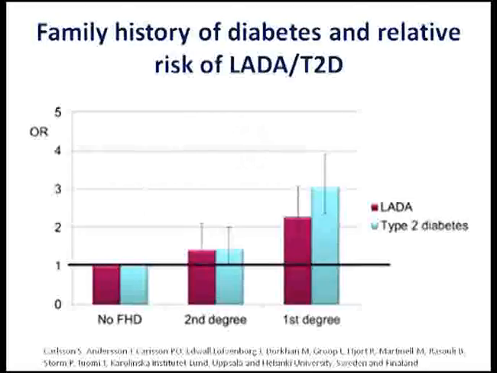They saw this patient with the family history and found that the family history was positive in both the LADA and type 2 patients. So if you have a first degree relative or a second degree relative, the odds ratio for the development of LADA and type 2 diabetes was high.